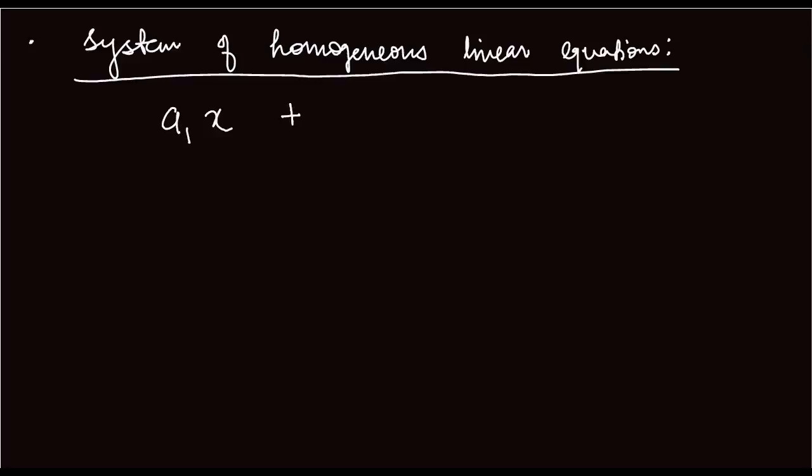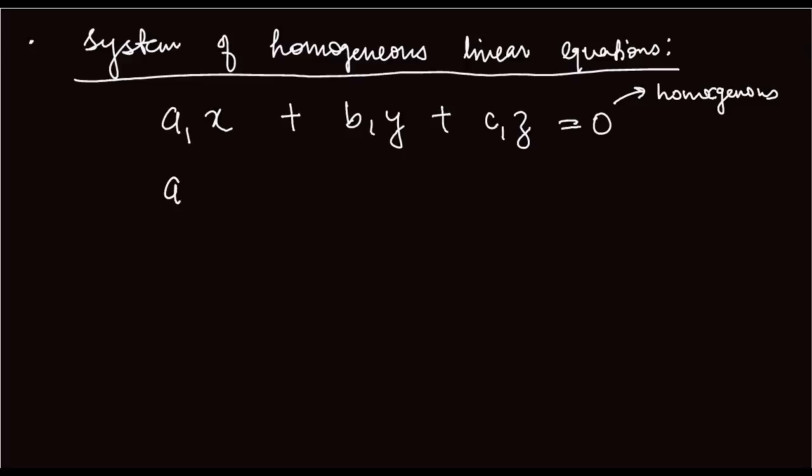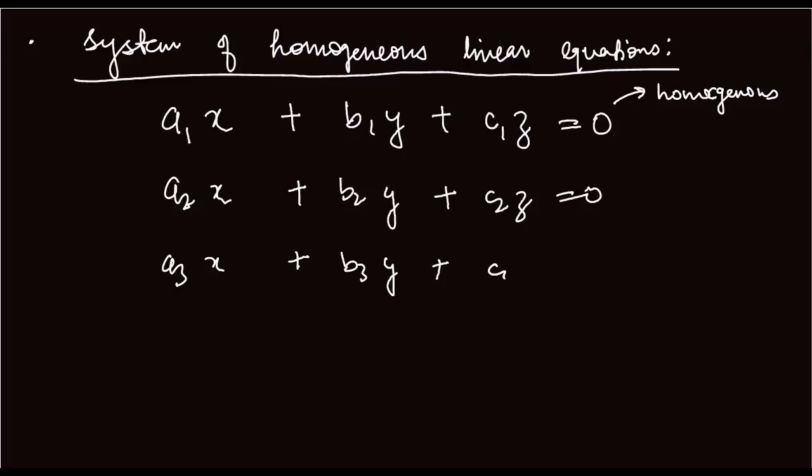So that's why. A1x plus B1y plus C1z is equal to 0. This implies homogeneous. If it is something else than 0, then it is not homogeneous. Then you have A2x plus B2y plus C2z is equal to 0. A3x plus B3y plus C3z is equal to 0.